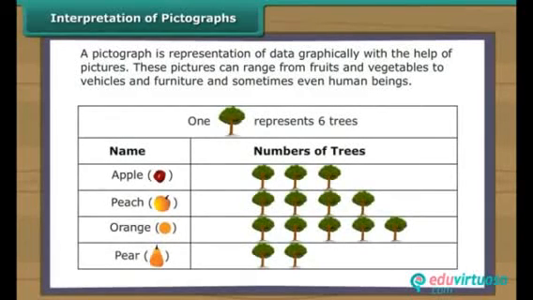Interpretation of pictographs. A pictograph is representation of data graphically with the help of pictures. These pictures can range from fruits and vegetables to vehicles and furniture, and sometimes even human beings. Let us understand pictographs by interpreting the data they represent.